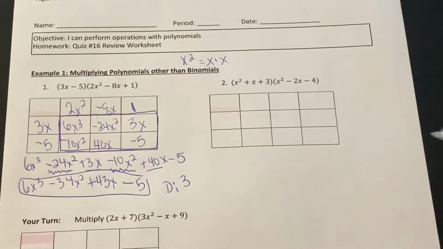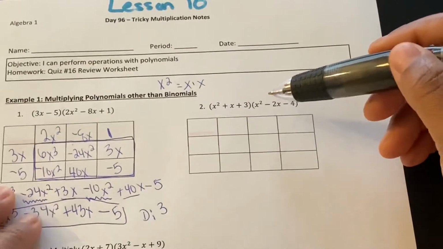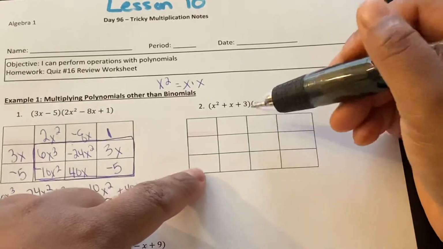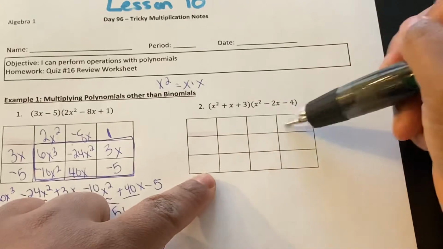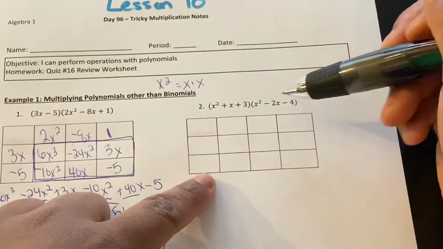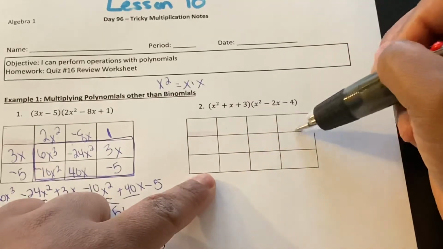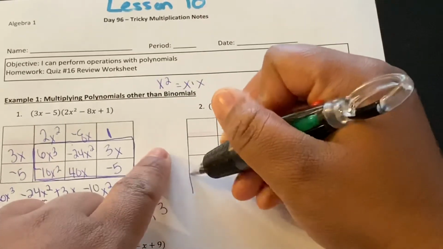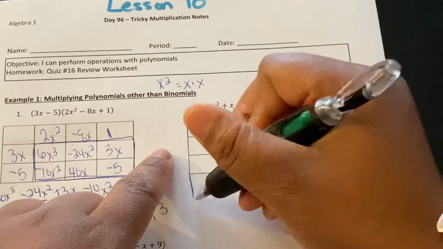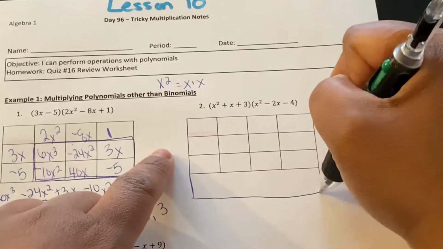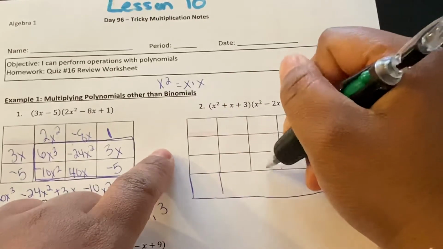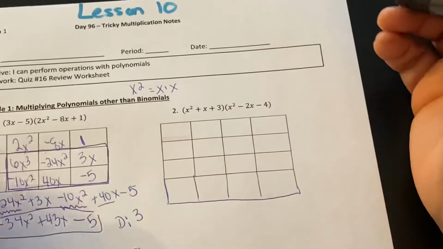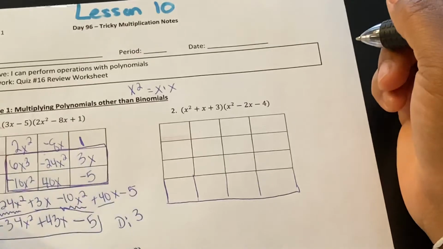Let's do another one. Here I have 2 trinomials. So if you notice, this box is not set up for 2 trinomials. It's a trinomial at the top, but it's not a trinomial at the side. So if any time you need to, you need to make sure that you have a big enough box.